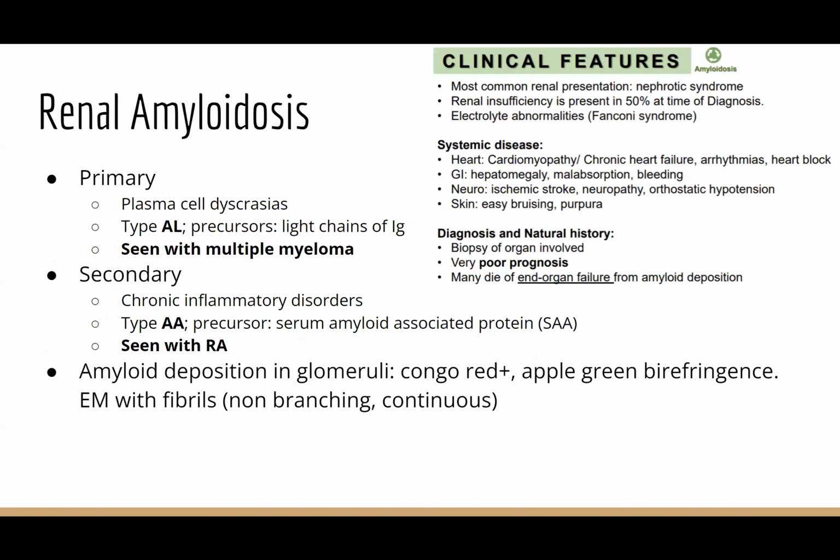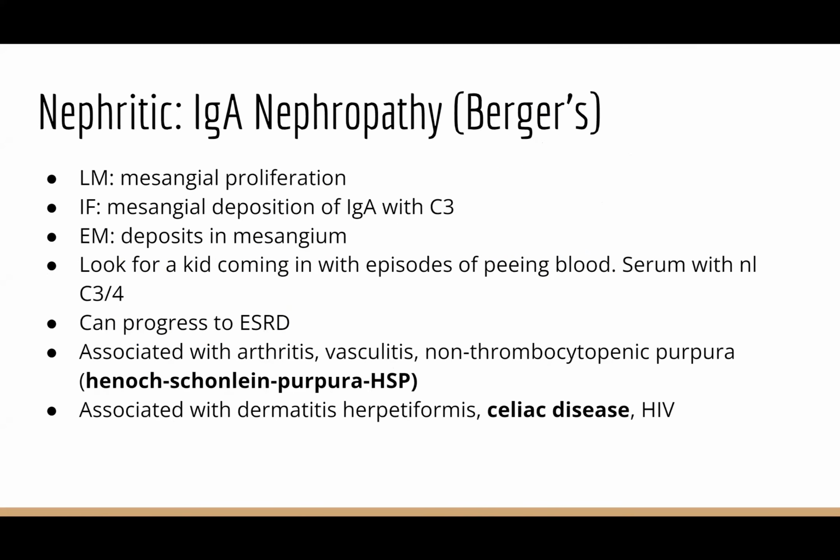And then renal amyloidosis, they give you two types, primary and secondary. Know what type of amyloid you're talking about and what it's associated with. So AL is with multiple myeloma, AA is with rheumatoid arthritis. Big things here, you're going to have Congo red stain and then apple green birefringence. Electron microscope with non-branching continuous fibrils, and then clinical features up at the top. This is going to be how you can detect it in your vignette.